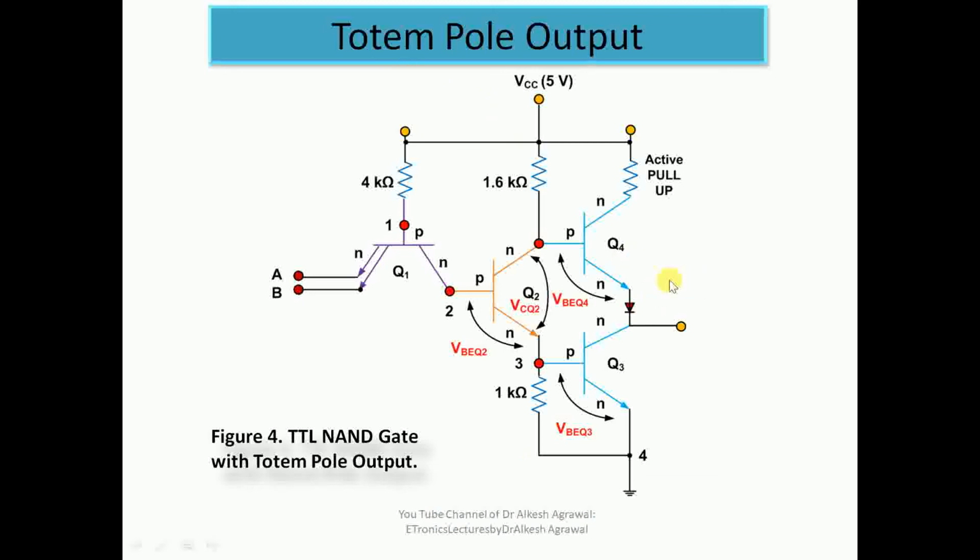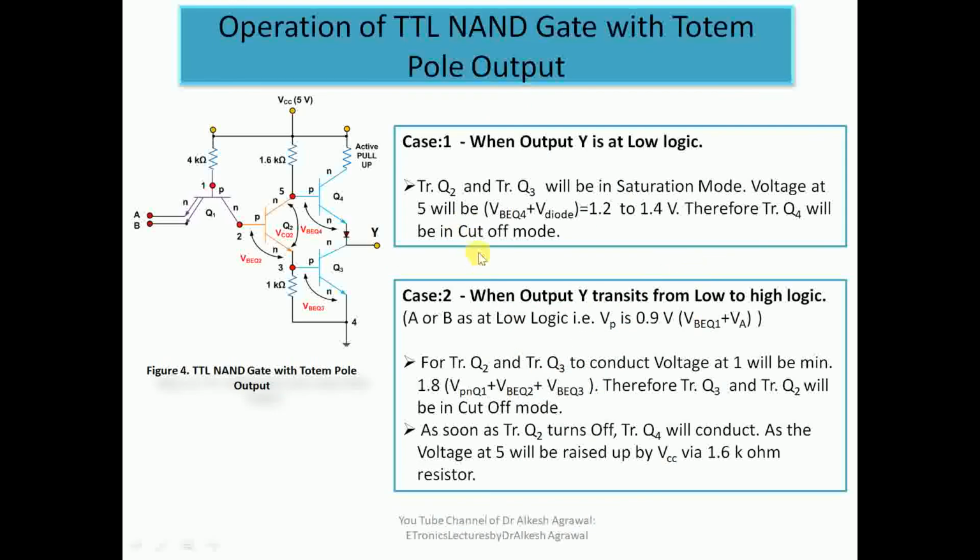Now we'll go into a much deeper explanation. Case one. Here we'll see from output to input. When output Y is low, as I have told you, it means transistors Q2 and Q3 are in saturation mode. So the potential at this point, either you see at this point or at this point, is sufficient to overcome this potential and this potential. So what is this potential?